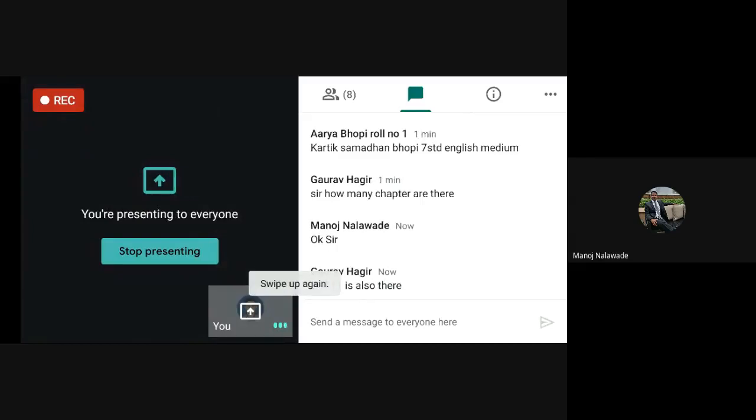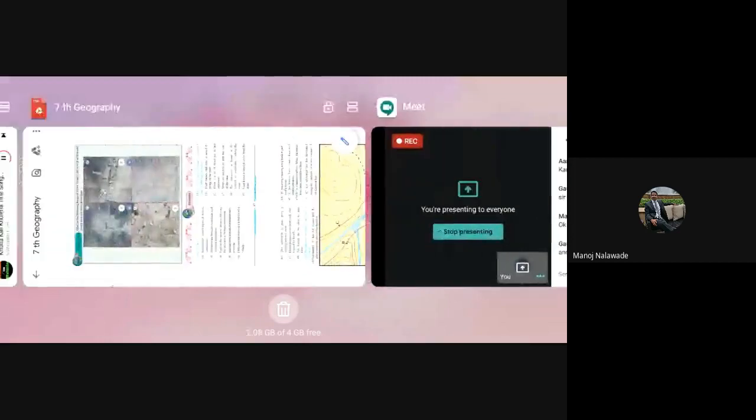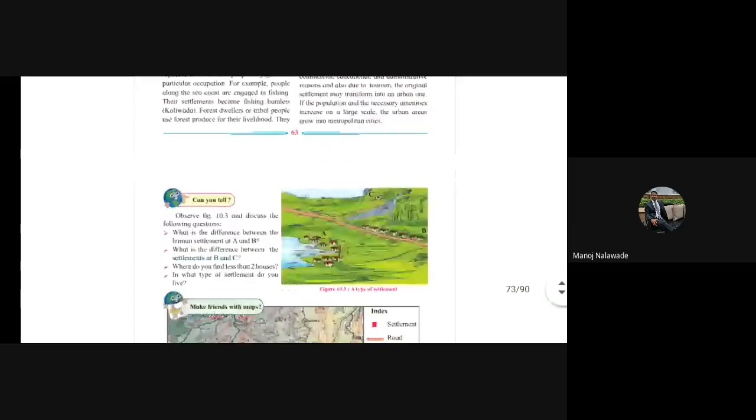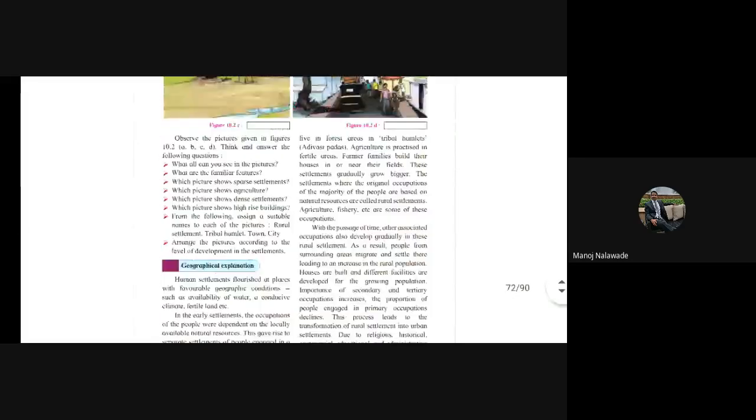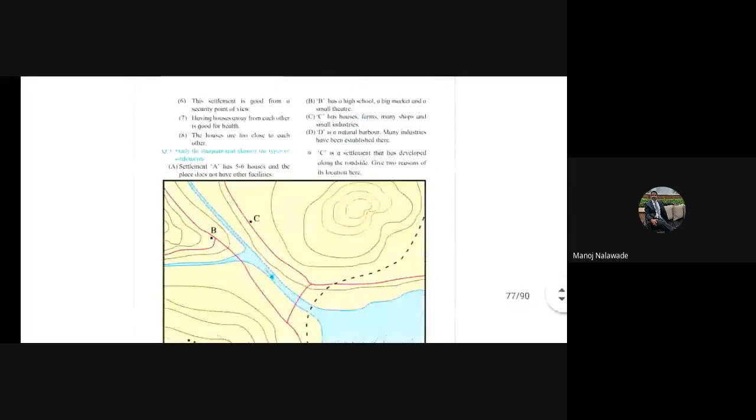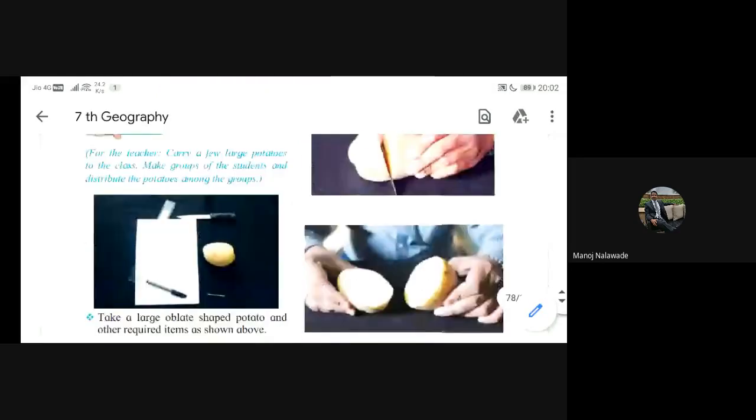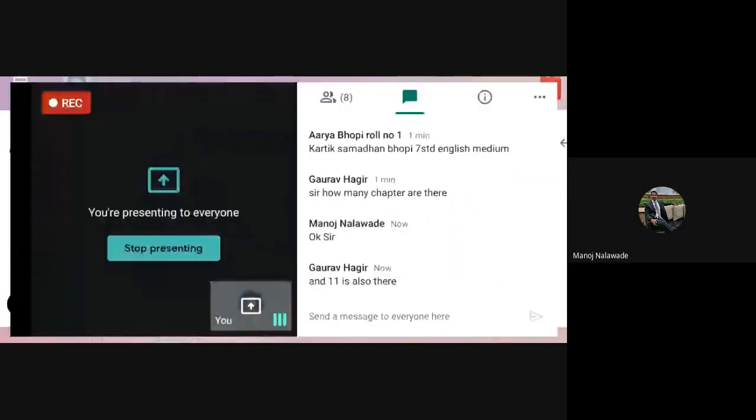So here is your... So friends, we have completed this lesson, right? Lesson number 10, that is human settlement. So the next lesson is an activity for you people: contour maps and landform. Actually, we have heard about contours in previous lectures, or we can say previous lessons. So is it visible to you?